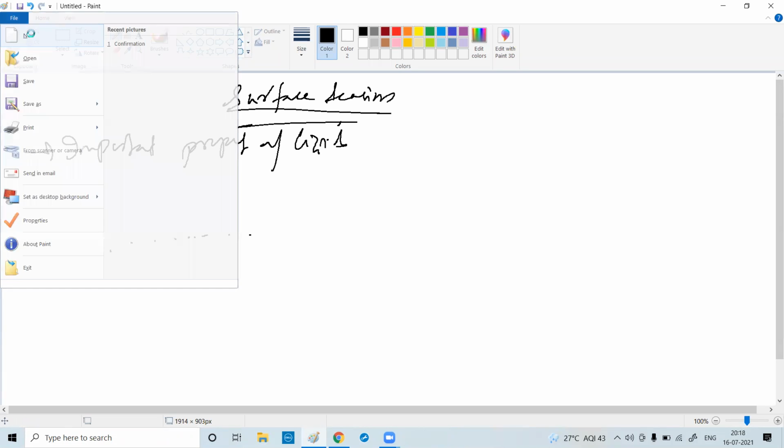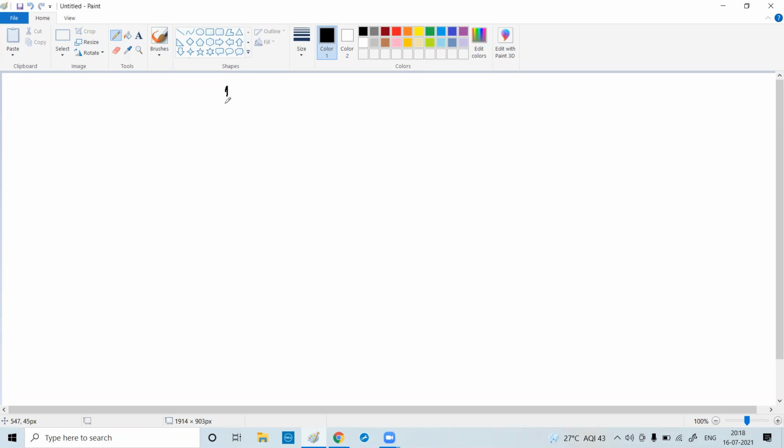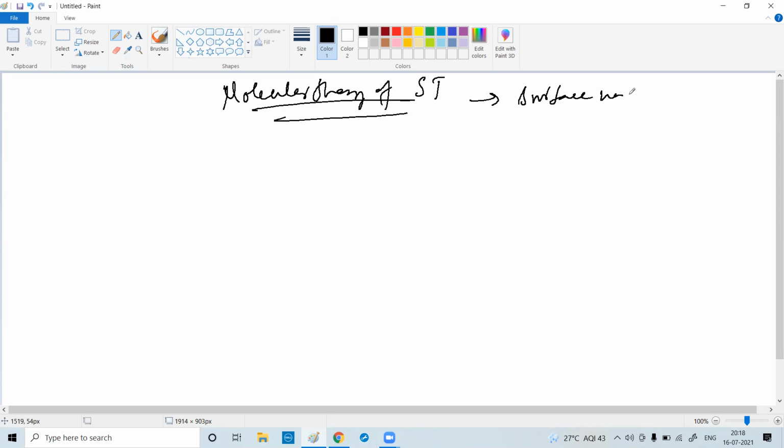So let us go back. First we'll study the molecular theory of surface tension. How surface tension came into existence? What are the various other facets which contribute to the surface tension? So surface tension can be easily defined as the surface under stress.